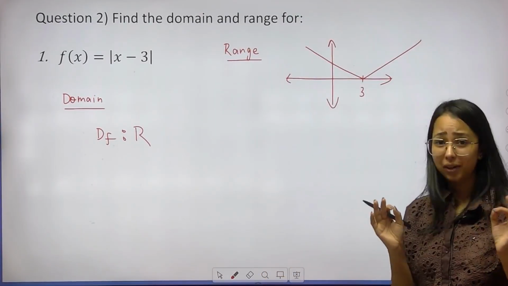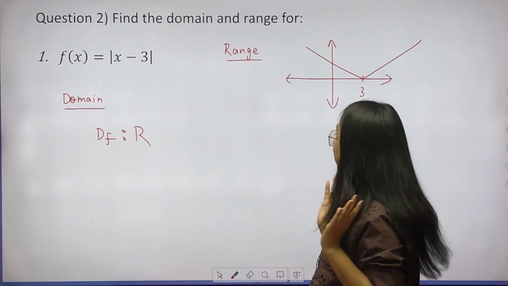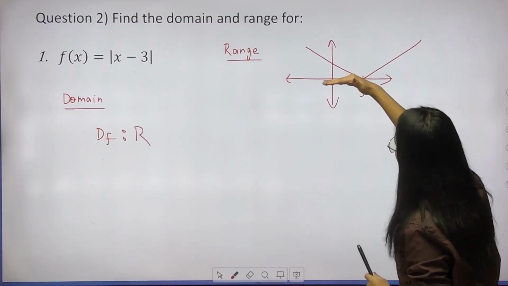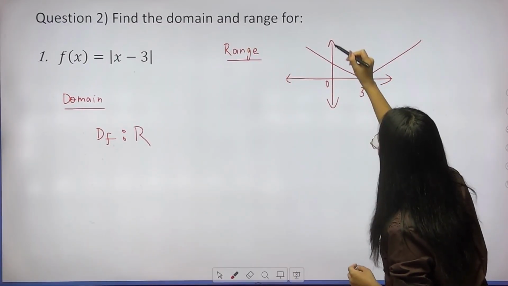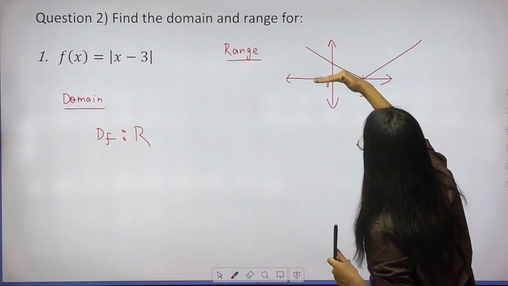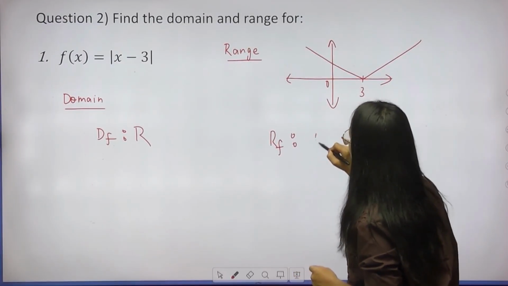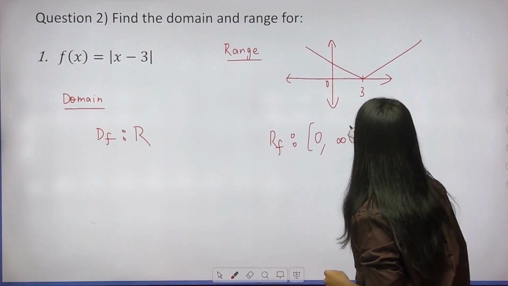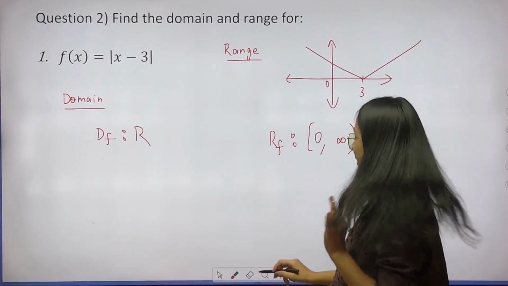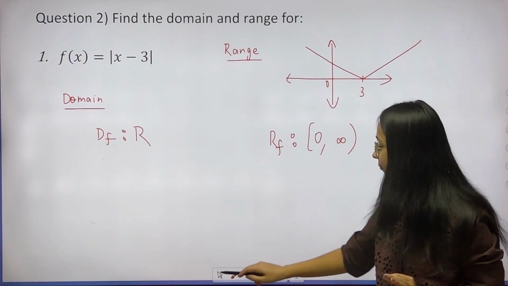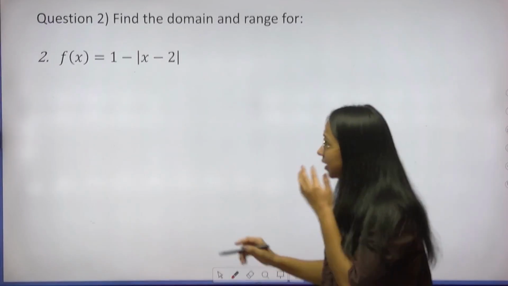Okay. So for range, we need the y values. Clear? So what will be the range? It will be 0. See the y values, it will be 0 till infinity. Got it? So the range becomes 0 included till infinity. Okay. I hope the range is clear. All right. Okay. Next question.